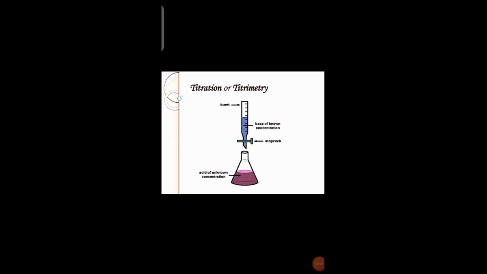Then you will gradually add the base from the burette into the acid. When the color is obtained, that initial point is called the end point, at which the color of the solution will appear. So that point is called the end point. This whole process is called titration. Complete this in your chemistry copy.